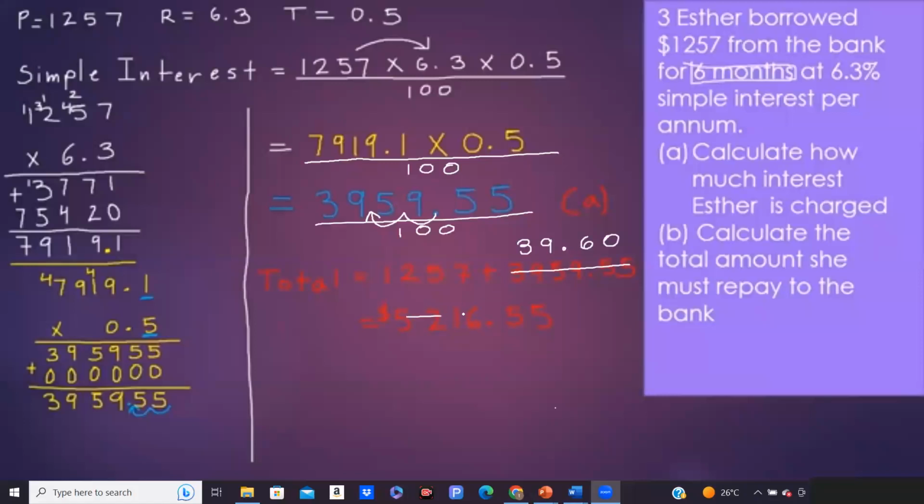So that means that this is going to be 1,257 plus 39.60.